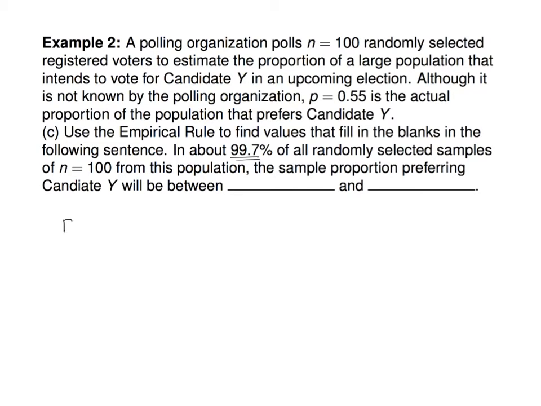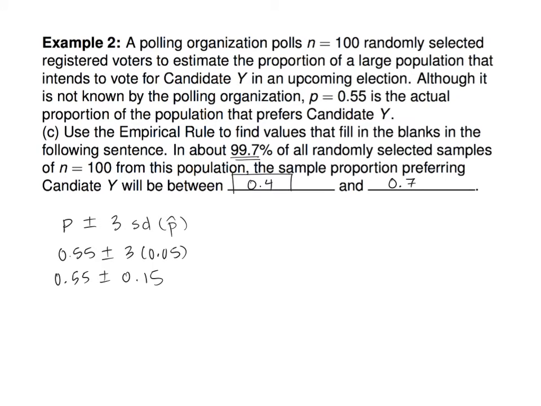So remember that we have our mean, p, plus or minus 3 standard deviations of p hat. So 0.55 plus or minus 3 times 0.05 gives us 0.55 plus or minus 0.15. So the sample proportions preferring candidate Y will be between 0.4 and 0.7.